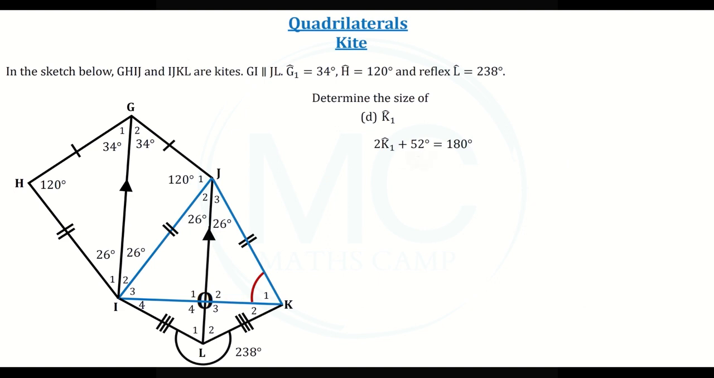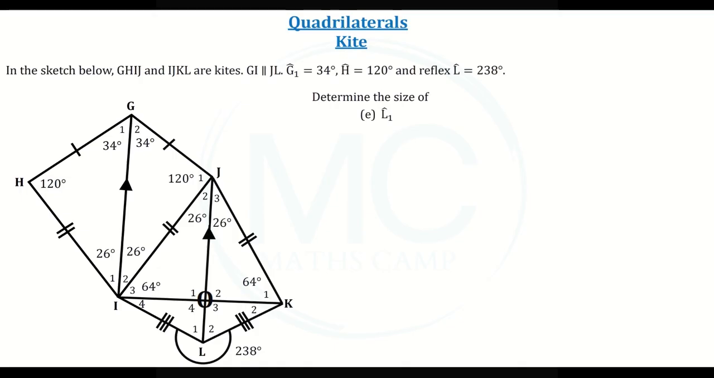So let's subtract 52 degrees from both sides, and we get 2 multiplied by angle K1 is equal to 180 minus 52, which leaves us with 128 degrees. Now let's divide both sides by 2, and we see that angle K1 must be equal to 64 degrees. Now we can make our diagram black again. Let's put 64 degrees in for angle K1 and for angle I3 as well.